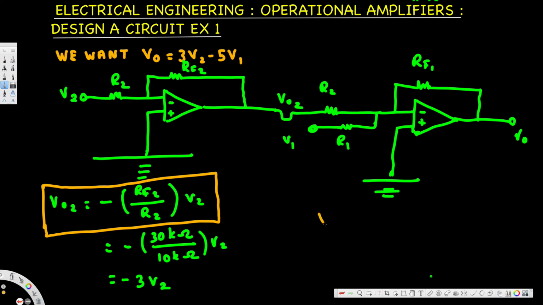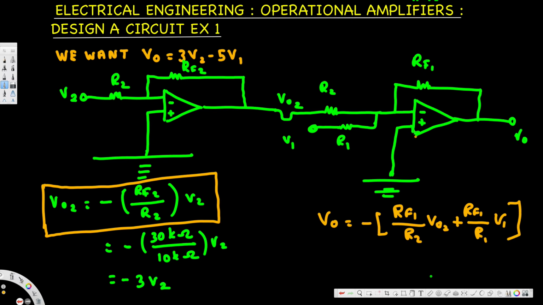So we are going to have V output equal to negative, and then this is RF1, feedback resistance, divided by this resistance, that is R2, times the corresponding voltage, that is VO2, plus we have another input voltage, that is V1. For that one, the feedback resistance is still the same, that's RF1, divided by the resistance, that is R1, times the input voltage, that is V1. Okay, so this is going to be the equation for this inverting op amplifier.